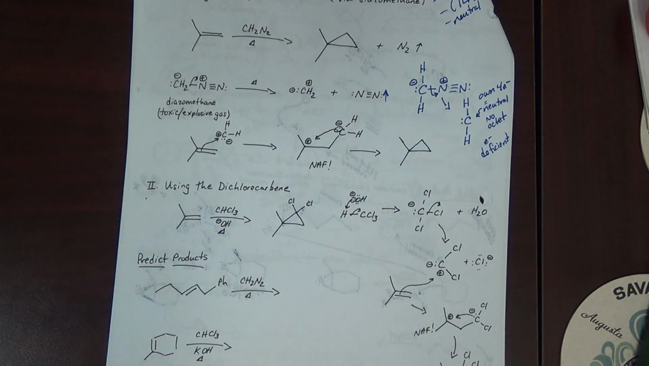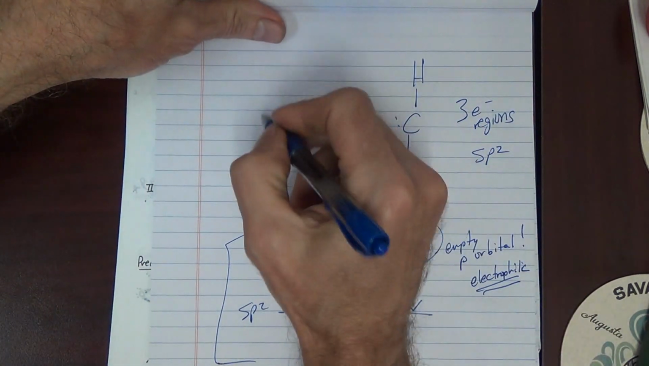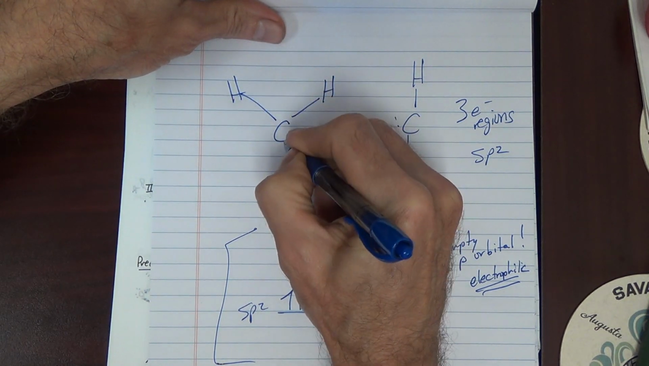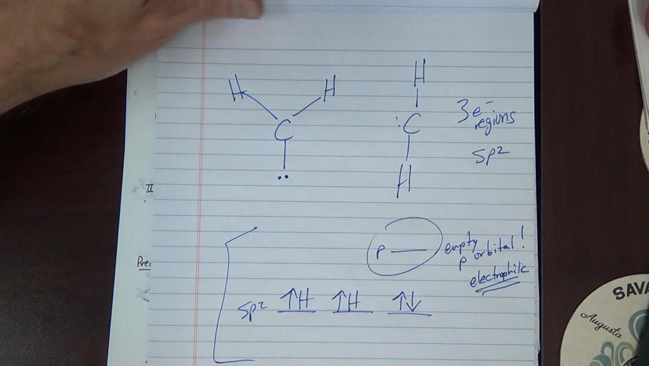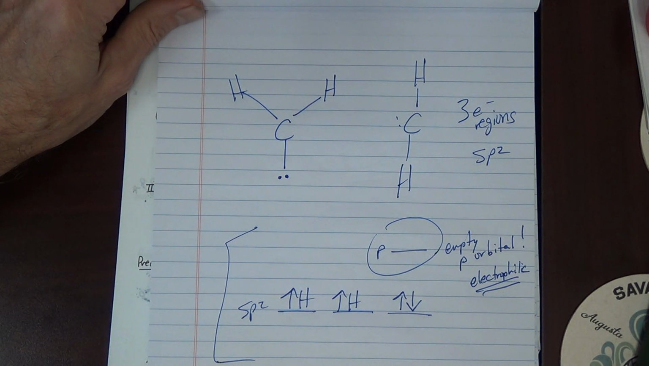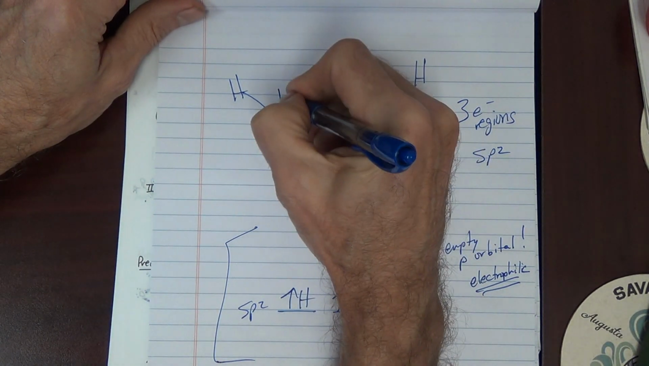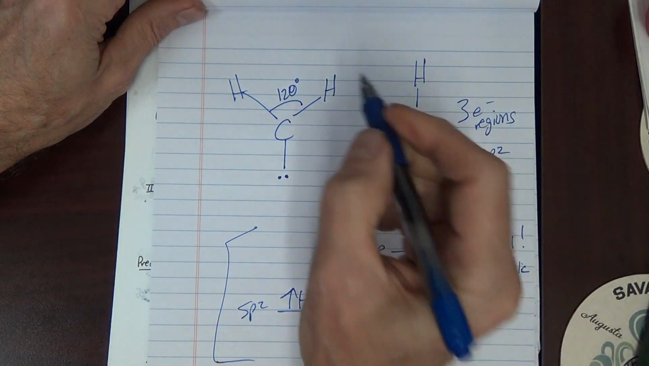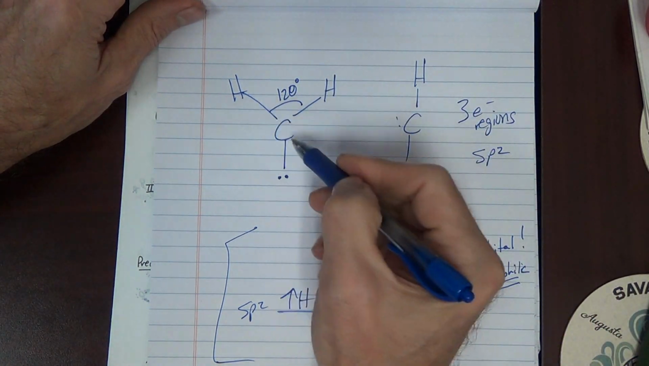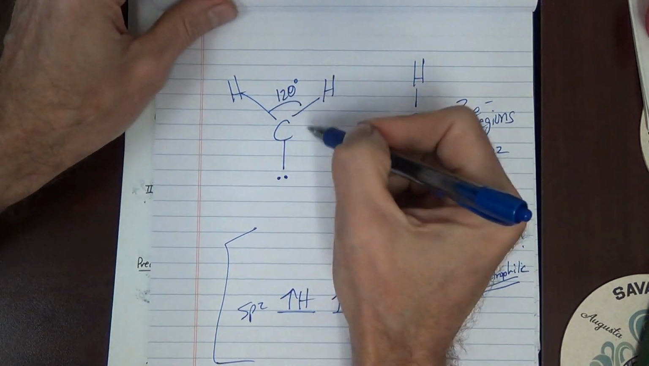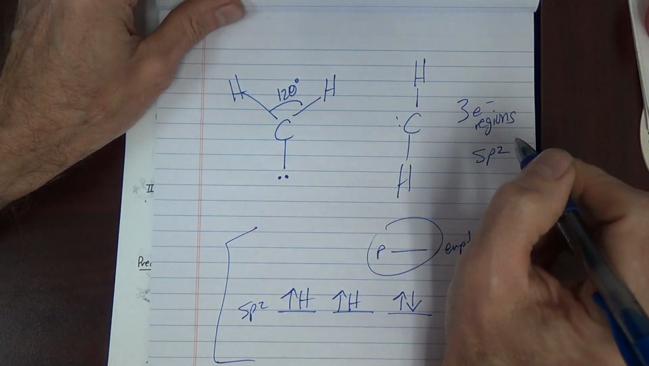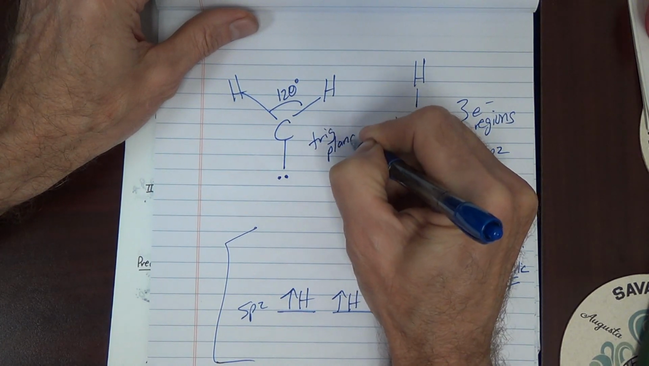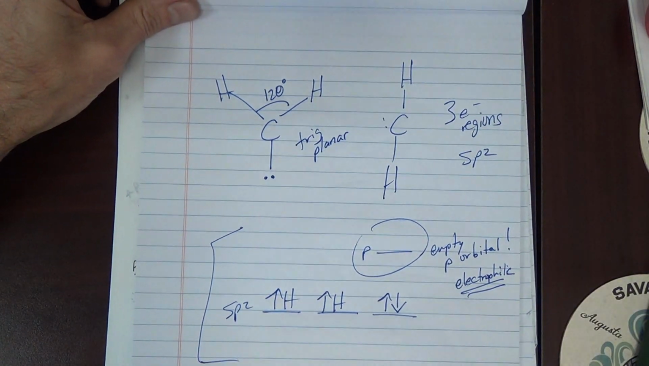Now we can finish this up. We expect trigonal planar, and thus this carbon has H, H, and this region is a lone pair. And so this bond angle here would be 120. It looks 90 as I drew it. It's a little wider because I didn't quite draw it 120. So all this is fundamental structure.